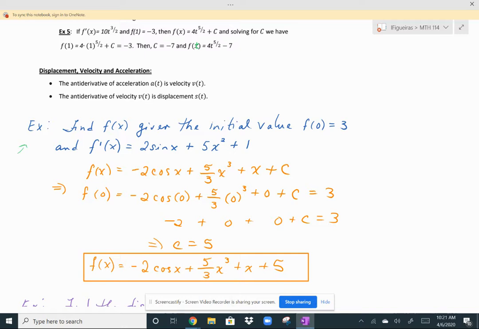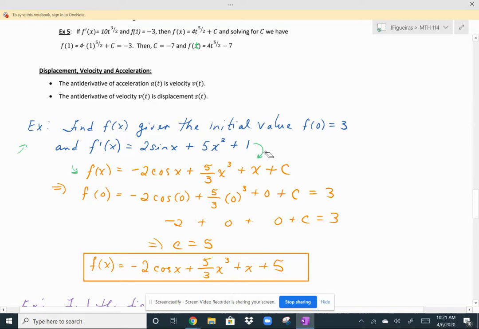So the antiderivative of what's given is here below. F of x is negative 2 cosine of x plus 5/3 x cubed plus x, right? The antiderivative of 1 is just x, and then your constant.